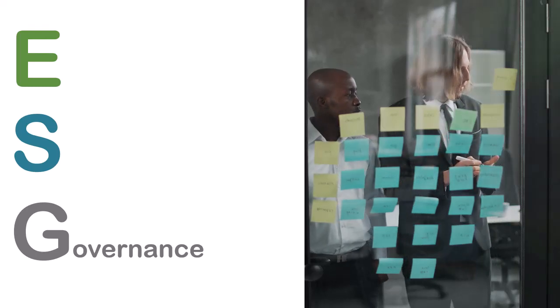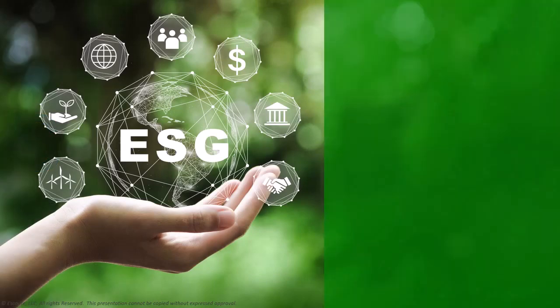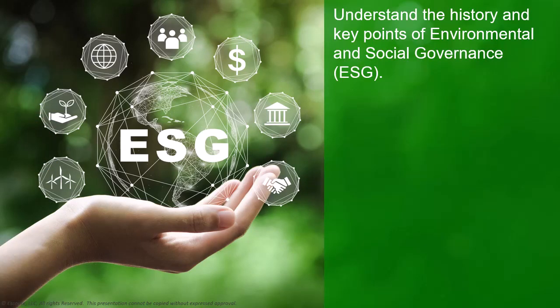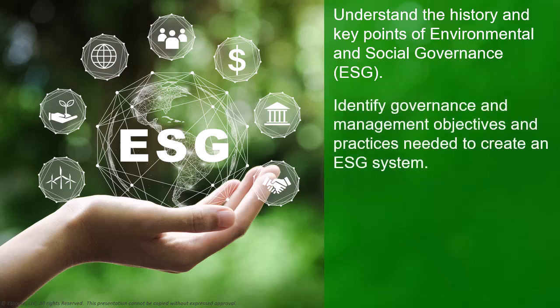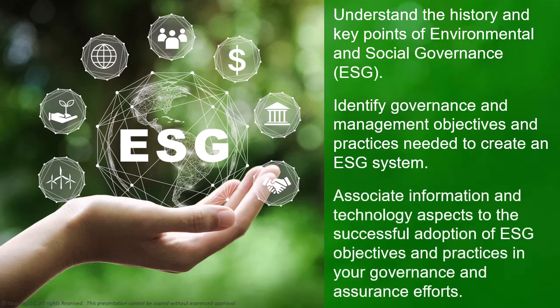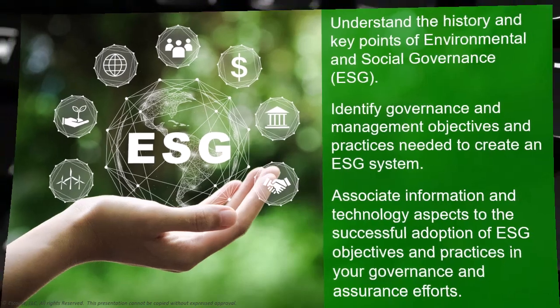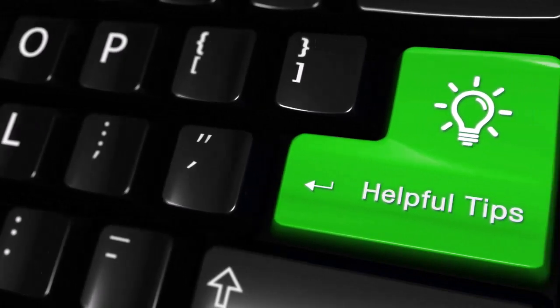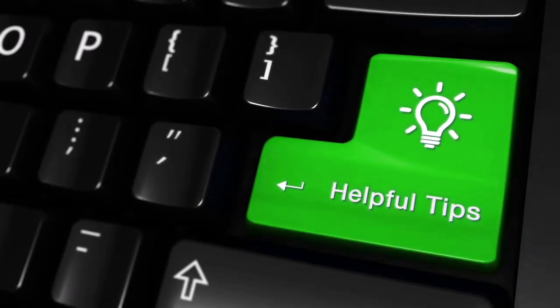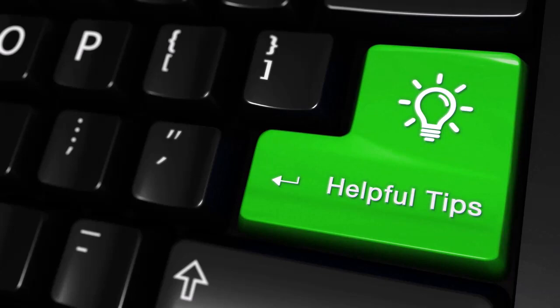So what will you get from this workshop? Well, first of all, what I'd like to make sure we do is understand the history and the key points of ESG. We'll go into identifying the governance and management objectives and practices needed to create that ESG system. And then we'll associate IT aspects to the successful adoption of ESG to support your governance and your assurance efforts. And you know, any presentation of mine, you'll get top tricks and tips on how you can leverage current frameworks to create an IT governance system that effectively supports ESG.